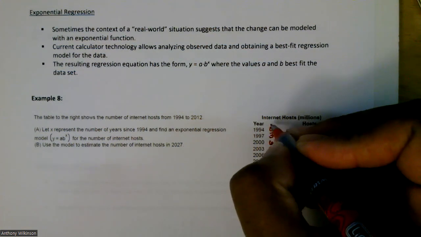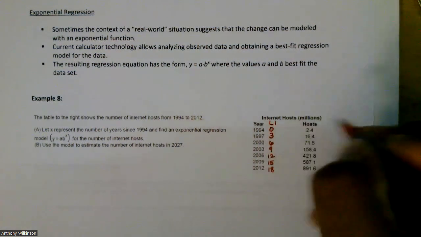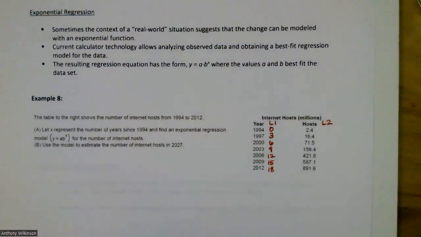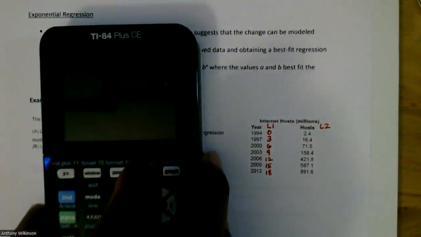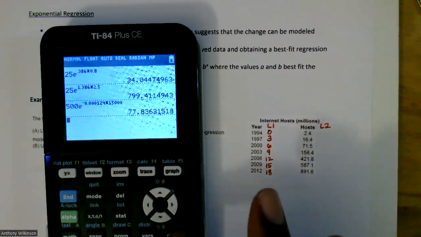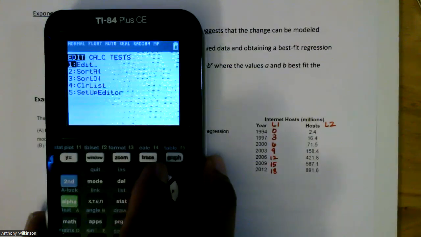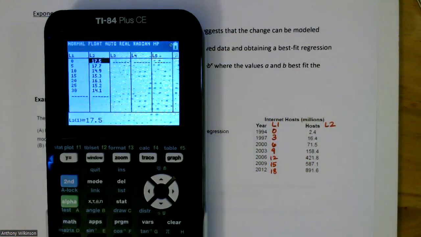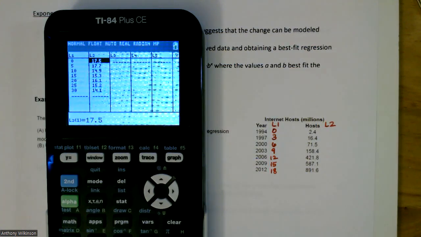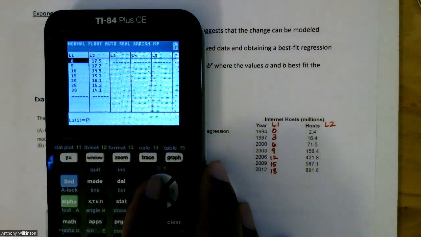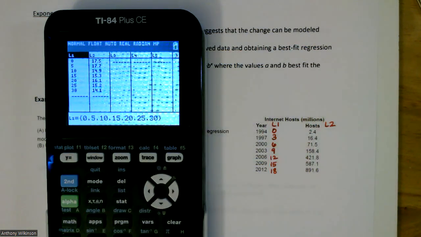Now, when we use our calculator, we're going to store these numbers in L1. The number of hosts that you see here will be stored in L2. All right, so here we go, using our graphing calculator. Press the stat key right here. We're going to edit, so we're going to select number 1 for edit. We got stuff in L1 and L2. We need to clear this out. So what we're going to do here is go to L1 and use the up arrow key to highlight L1 itself. Press clear and then enter.